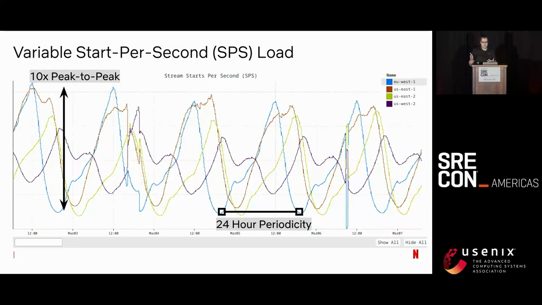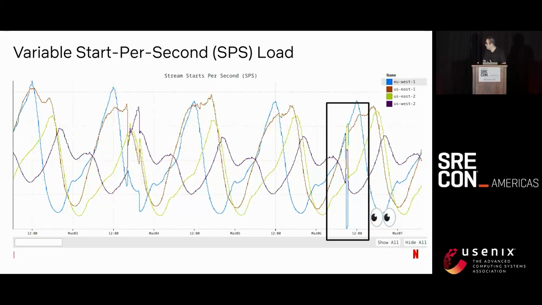And there's roughly a 24-hour periodicity, except for US West 2, which has an interesting behavior where we get Asia coming online right as America is going to bed. So that kind of has like 2 sine waves. But the key insight that I want you to take from this graph is that when these large amounts of traffic move around, that can lead to significant load shifts on our services.